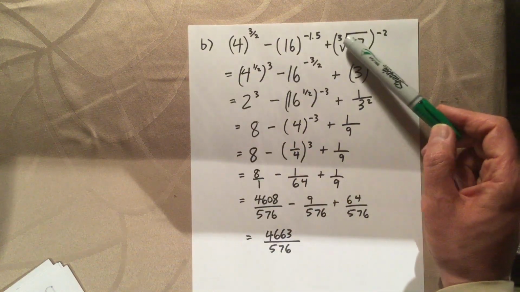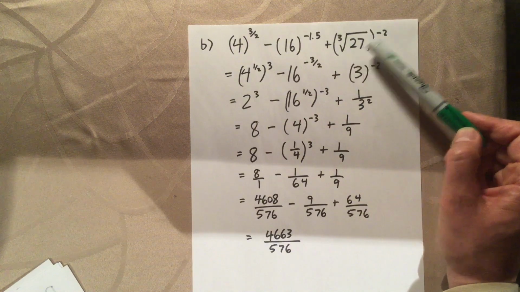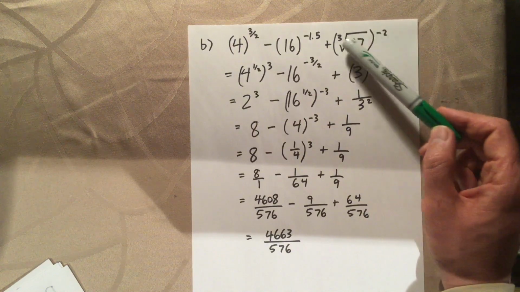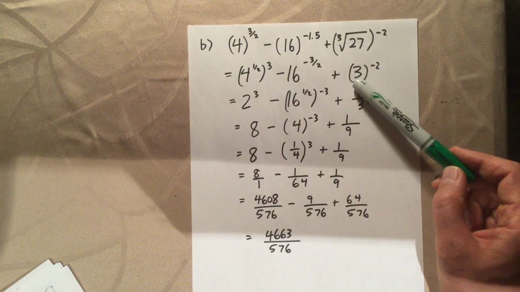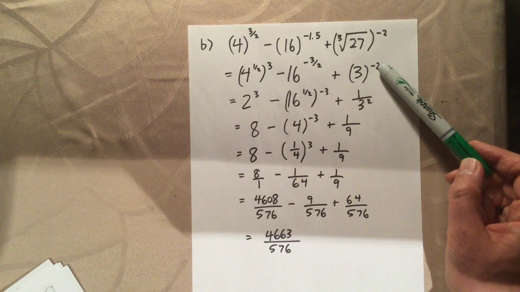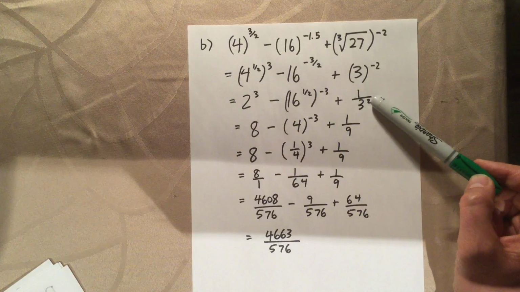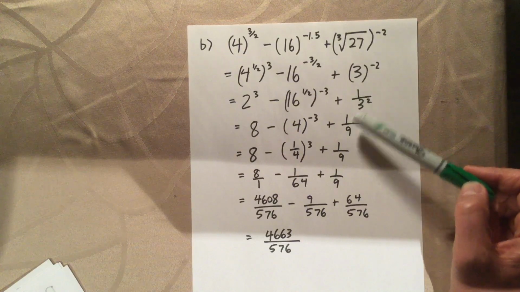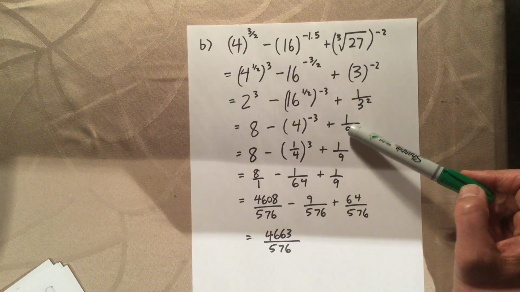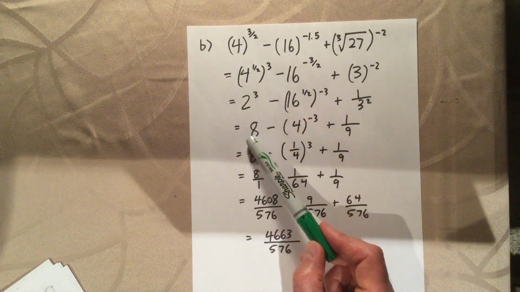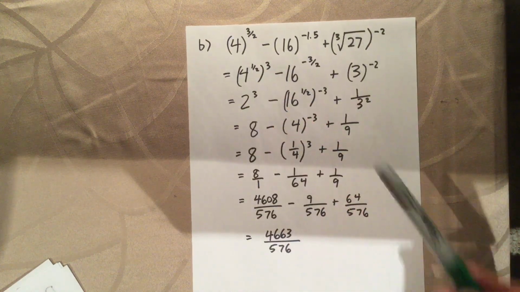Now I can look at the third root of 27 raised to the exponent -2. The third root of 27 is 3. If I raise that to the exponent -2, I have 3 to the -2. Well, that's like saying 1 over 3 to the +2. 1 over 3 to the +2 is 1/9. So this first term is equal to 8. This last term is equal to 1/9.